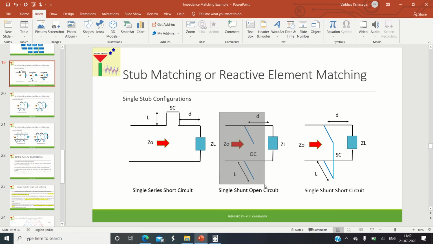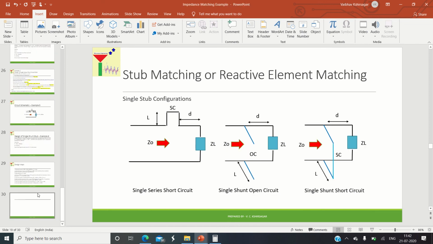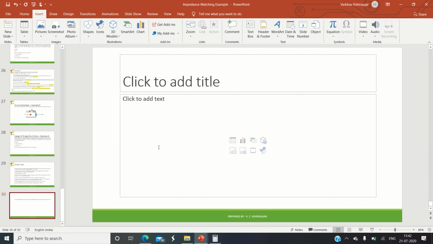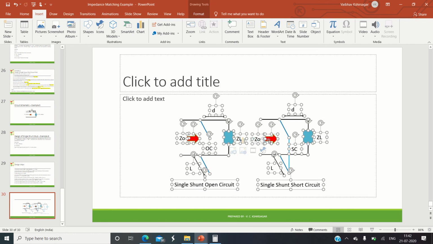So I will select those two configurations. Rather, I will select both of these because we need both of these diagrams. Okay, I will copy this diagram and bring those diagrams over here. I will take a little bit of space over here.